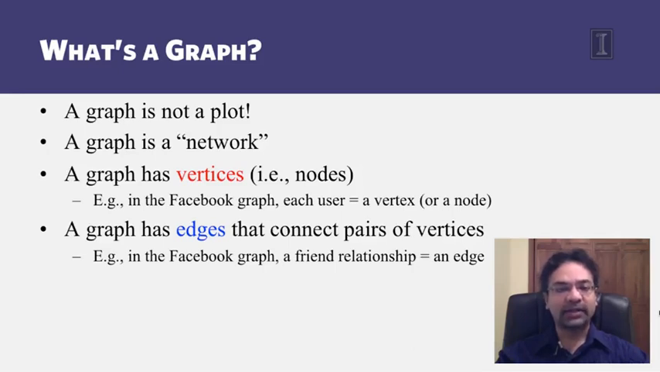An edge connects a pair of vertices. For instance, in the Facebook graph, an edge would be a friend relationship between, say, you and one of your friends. That would be one edge. The friend relationship between you and a second friend would be a different, separate edge. Okay, so a graph consists of vertices and it consists of edges that join pairs of vertices.